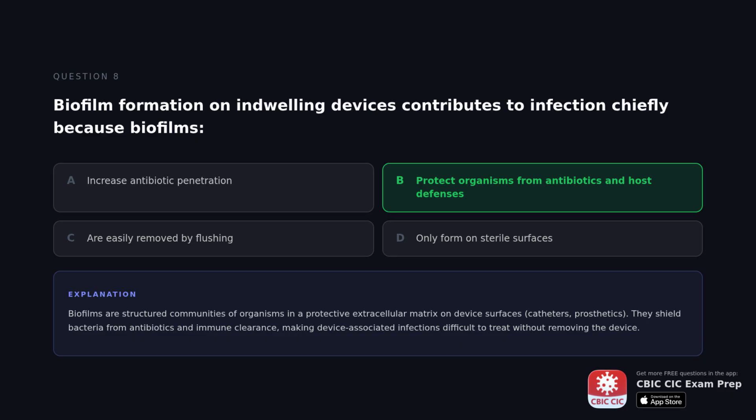The correct answer is, protect organisms from antibiotics and host defenses. Biofilms are structured communities of organisms in a protective extracellular matrix on device surfaces, catheters, prosthetics. They shield bacteria from antibiotics and immune clearance, making device-associated infections difficult to treat without removing the device.